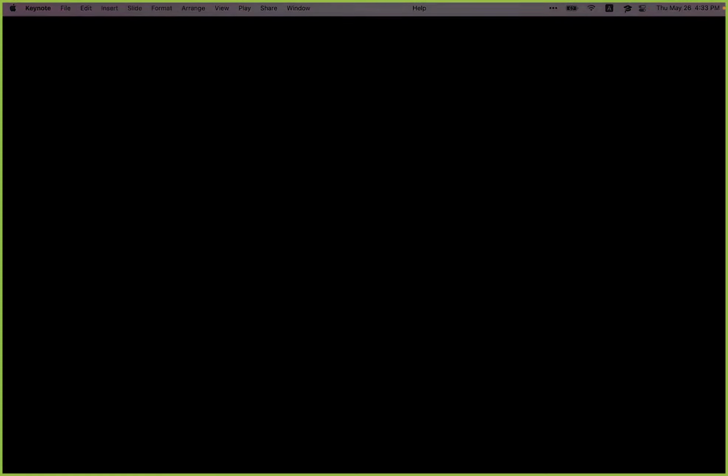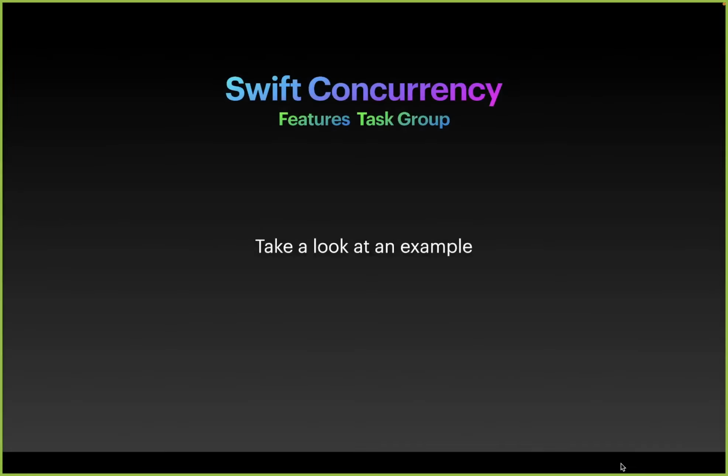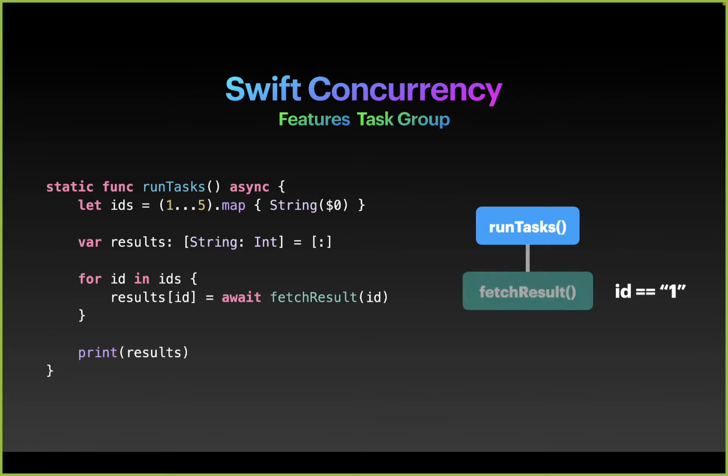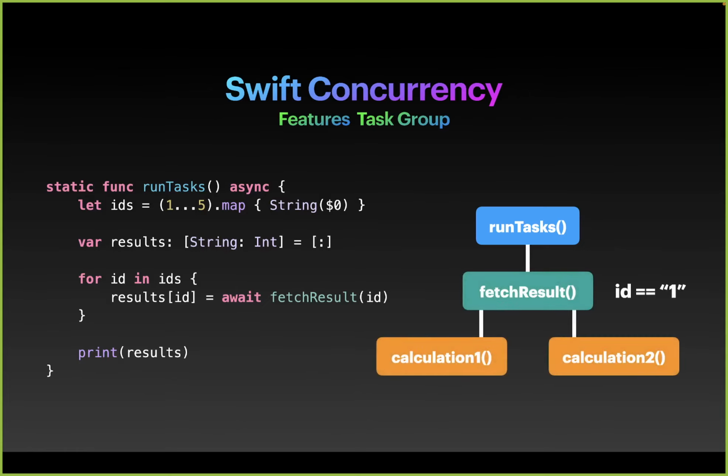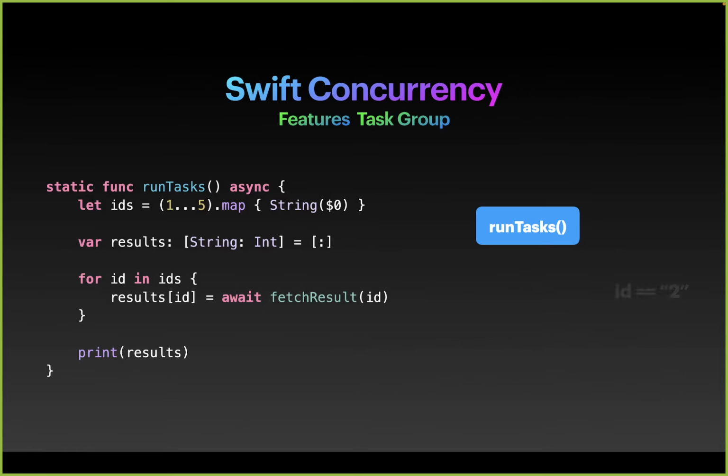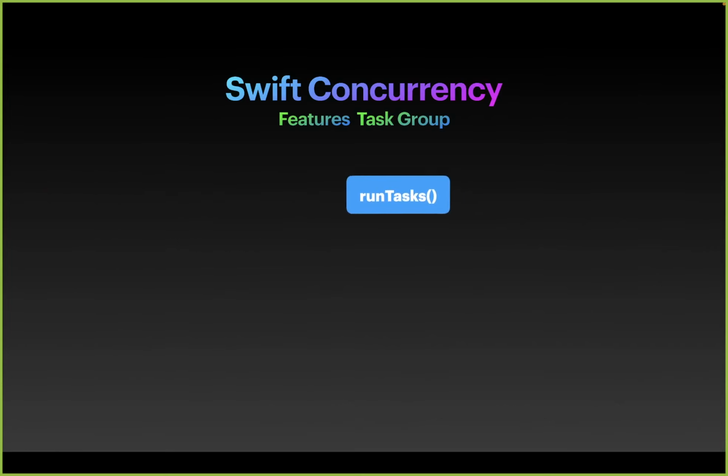Now go back to the slides, and you guys already saw that. When the ID equals 1, it's the first iteration. You're going to create a fetch result task and calculation tasks. And of course, when we come to the second iteration, again, you create the fetch result task with 2 calculation child tasks. So all these things happen in a serial way.